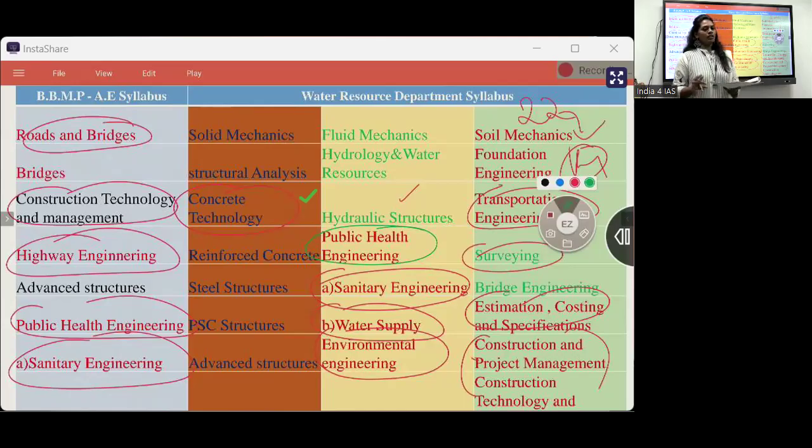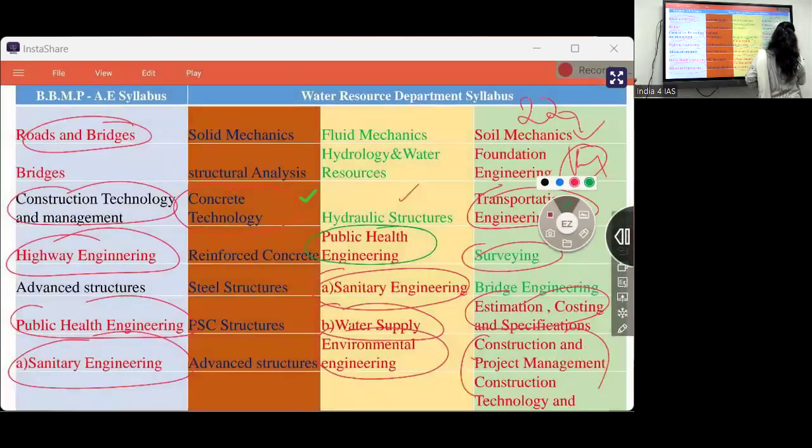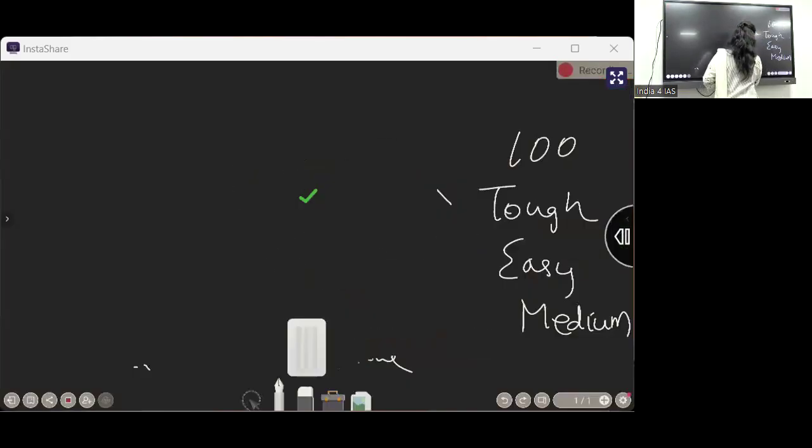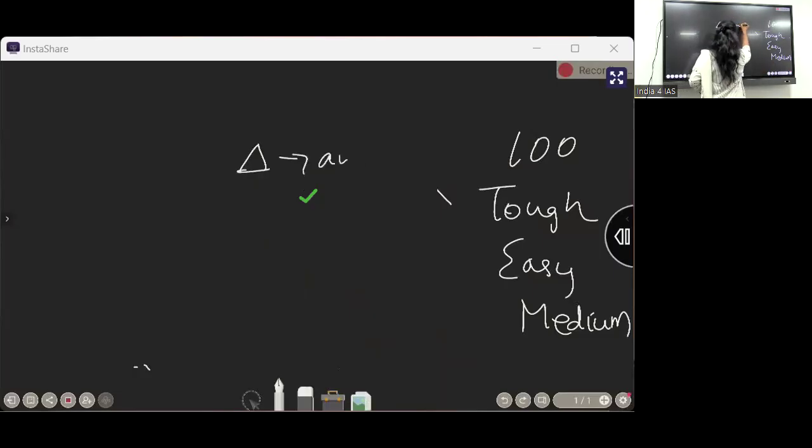We'll wind up with one last question. Delta is the angle of deflection of a simple curve of radius r.